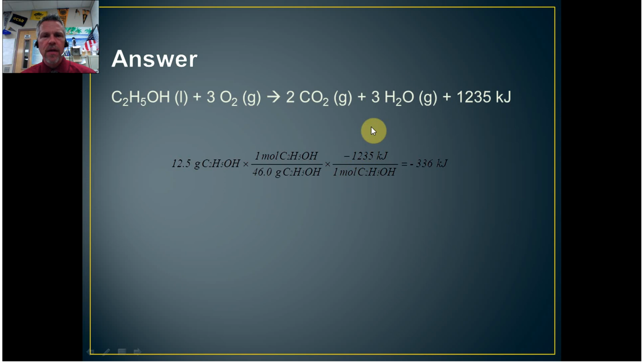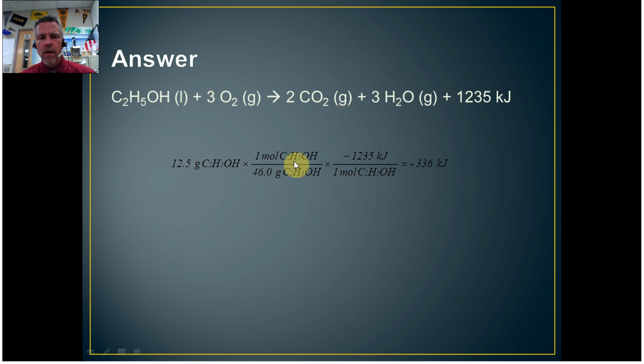For example, if the problem had said how much heat is released if 10 moles of oxygen are burned, you could then make a mole ratio that connected the kilojoules of heat to the 3 moles of oxygen. 1,235 kilojoules of heat are released for every 3 moles of oxygen that are burned. You see the connection? This is just like a mole ratio in stoichiometry. So that's where this term came from.